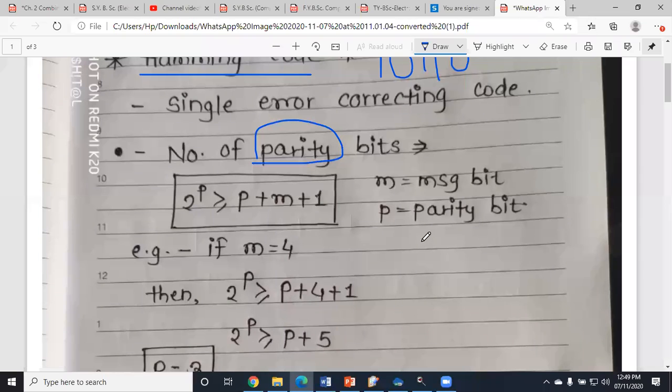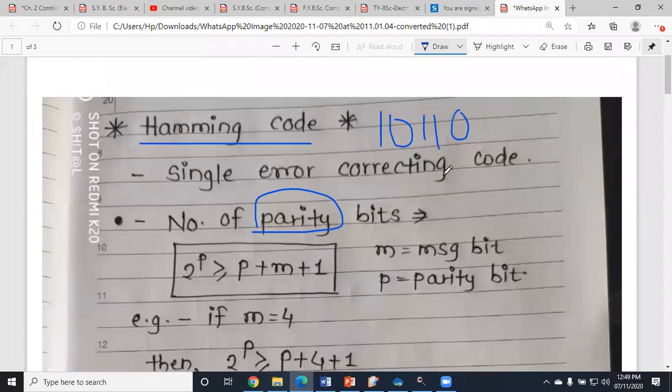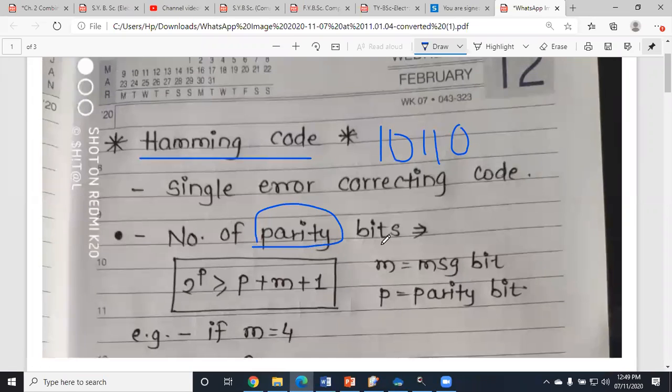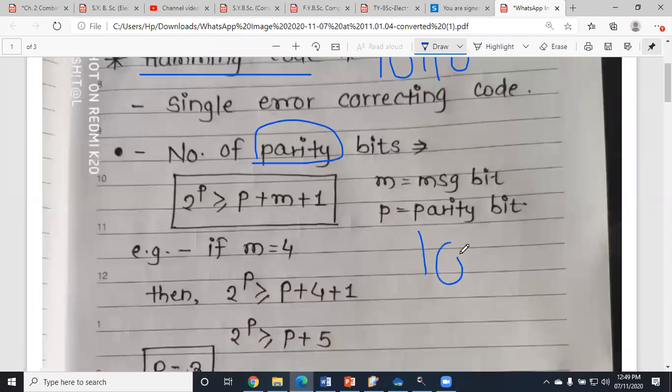Okay, I'll explain that parity later on. Just try to remember there are two different types of bits we are going to have in the Hamming code. First one is your message bit, second one is your parity bit. Now, message bit is the data you want to transmit. I'll write it here: 1011. We'll take simple data. 4-bit data we are going to transmit.